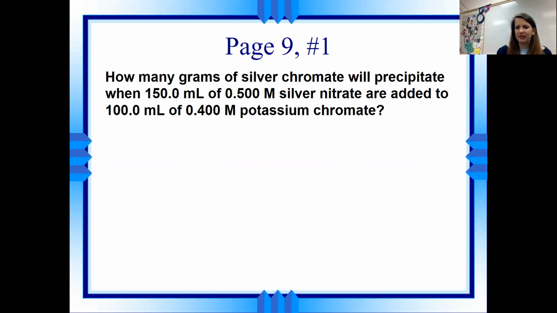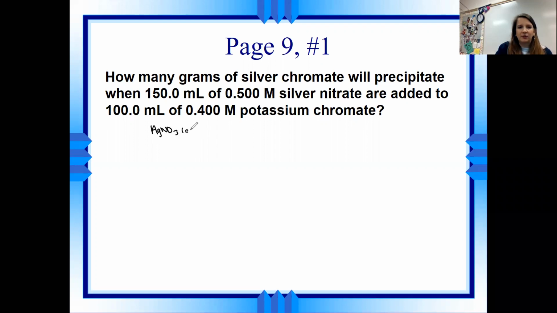So when we look at this example here, we're going to have to start by writing a balanced chemical reaction. So I've got silver chromate is going to precipitate, and I have silver nitrate reacting with potassium chromate. And both of these are aqueous solutions. I'm going to have to predict my products. So I'm going to have KNO3 as one of my products, and I'm going to have silver chromate as my other. And this one's going to be the solid.